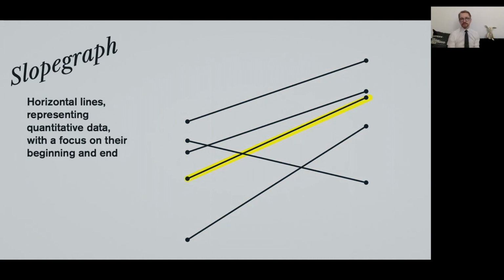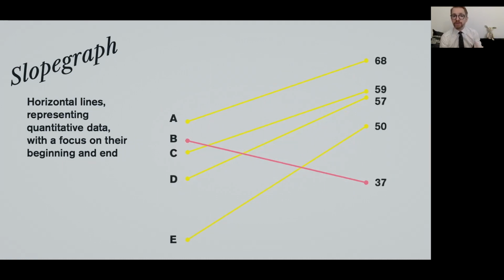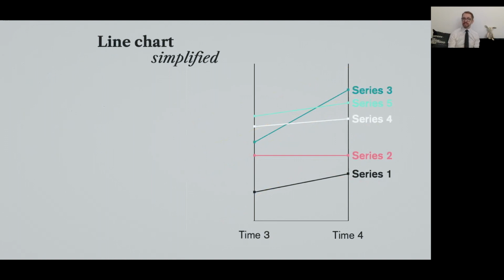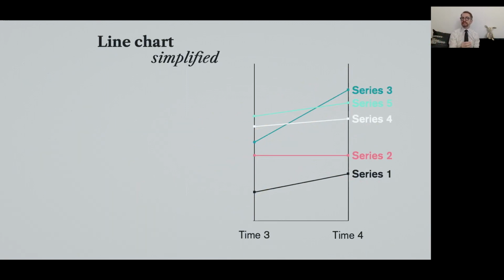You can be fancy with your slope graphs. You can add colors to make an example. You can add labels and axes and grid lines. As long as you keep horizontal lines and a focus on the beginning and end, you still have a slope graph. The first type of slope graph would be a simplified line chart. So in a line chart, of course, you see data series changing over time. In the case of a slope graph, you would be focusing on just 2 points during that time.